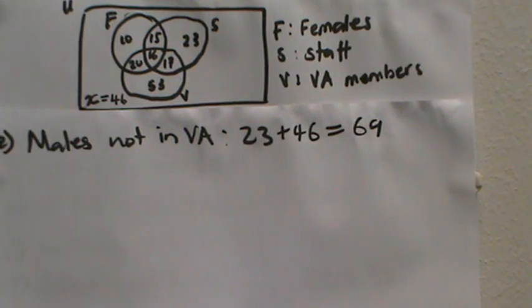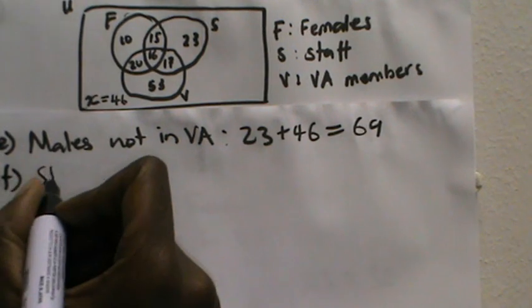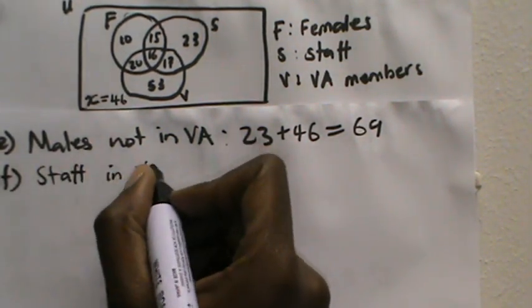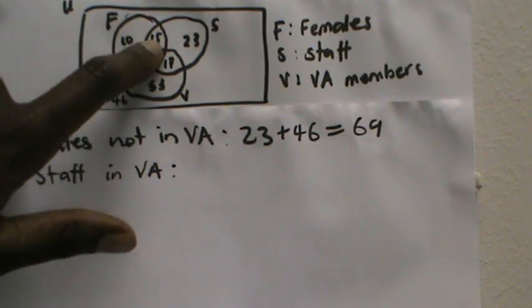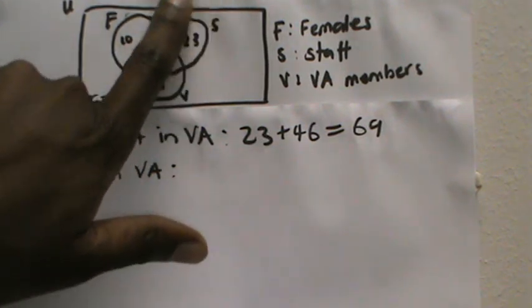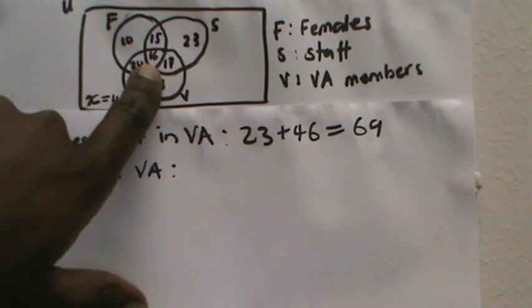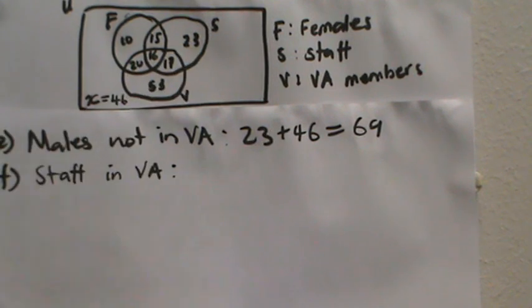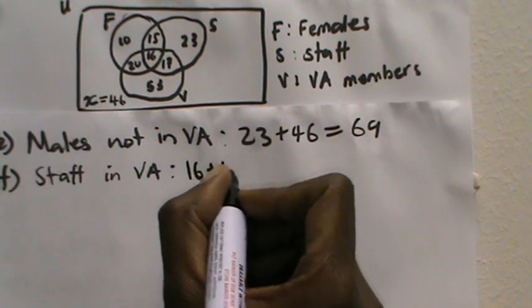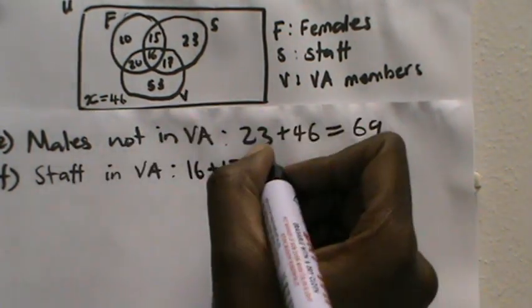The next one is staff members that are Virgin Active members. So this is staff in Virgin Active. So it doesn't matter whether they're male or female, as long as they are in Virgin Active, that is what we want. So they must be staff members and they must be in Virgin Active. So we start with staff. Staff is this one, 15, 23, 16, and 17. They're all inside the circle of staff members, so they're included in the first part. And then inside Virgin Active, it's only 16 and 17. They're in both circles. So staff members in Virgin Active are 16 plus 17. When you add that together, you should get 33.